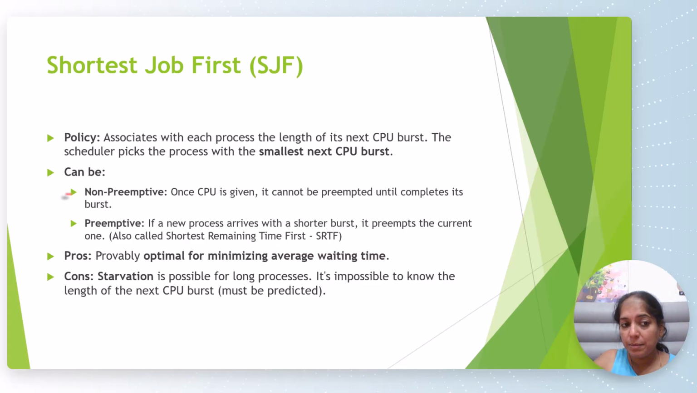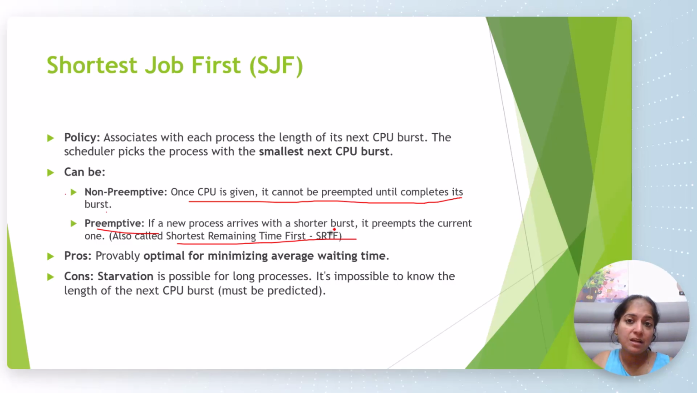It can be non-preemptive, where once the CPU is given, it cannot be preempted until it completes its burst. Or it can be preemptive, which is called shortest remaining time first. If a new process arrives with a shorter burst, it preempts the current process and loads the new one with the shorter burst. SJF, shortest job first, is one of the most optimal algorithms in minimizing average waiting time, but the problem it can have is starvation.